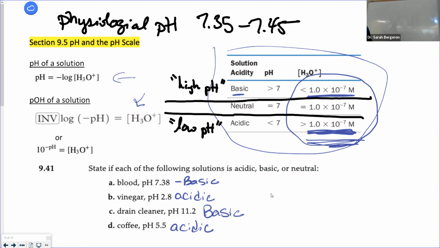Okay, so to get the pH of something, we're going to do the negative log of the concentration of H plus or H3O plus, right? Because we said that's the same thing. H3O plus is really the same thing as concentration of H plus, right? So pH is a measure of how many hydrogen ions you have floating around.